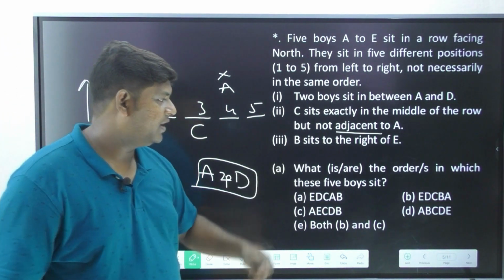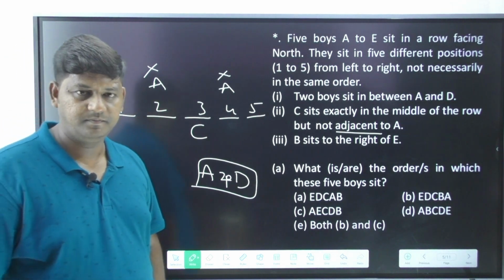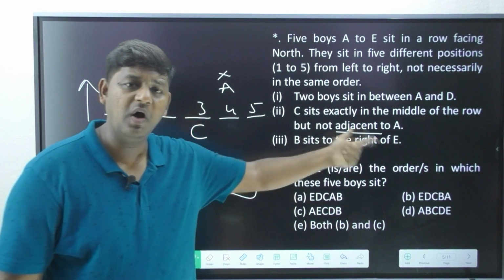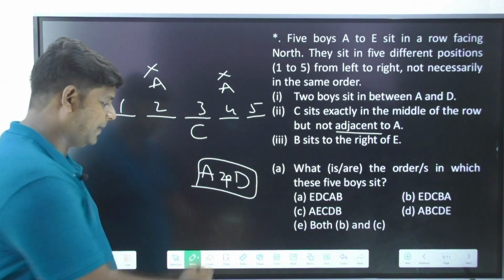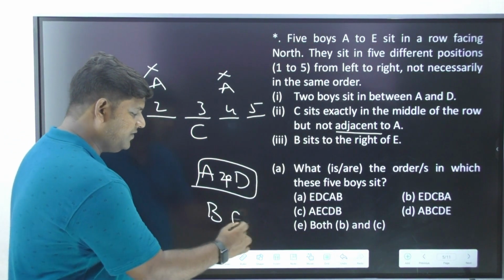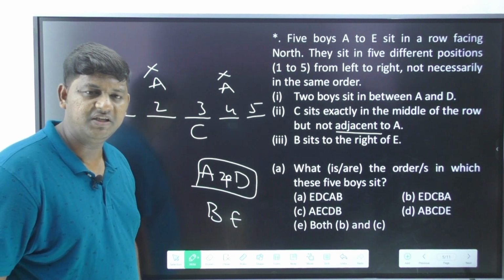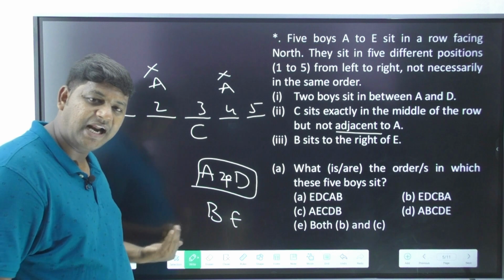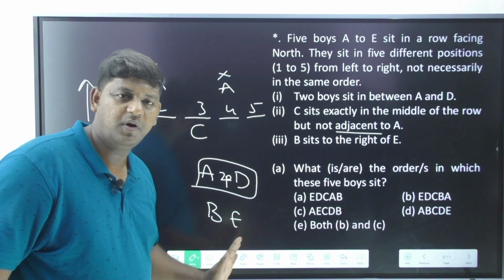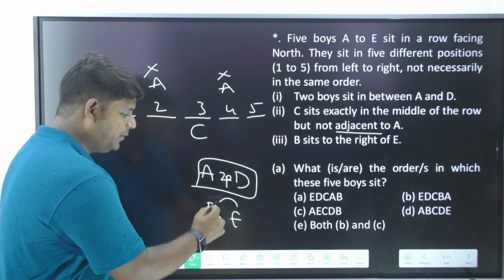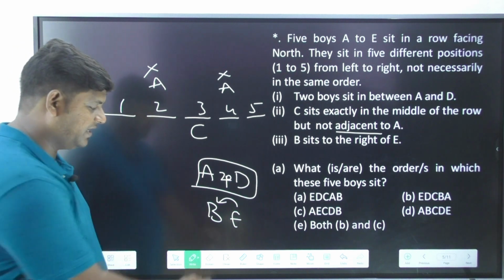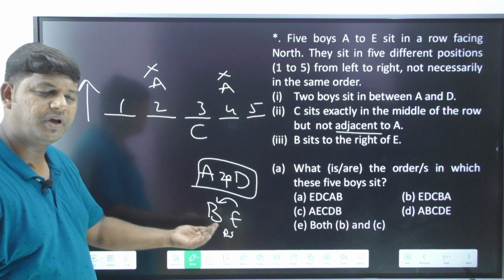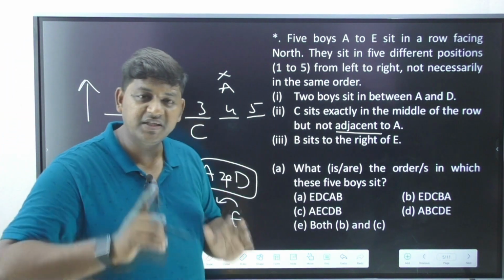Now the last one, B sits to the right of E. Now tell me, B's right side E is going to come or E's right side B is going to come? As I told you very clearly, whenever you come across this information, you need to understand it from the point of right side, not from the person's point of left side. So E's right side, I have to bring whom? B. It is mentioning right side.